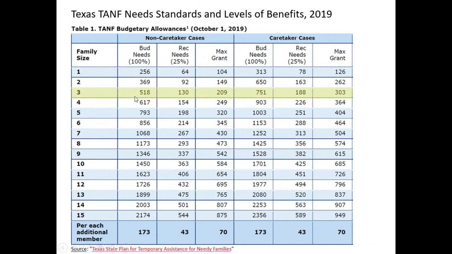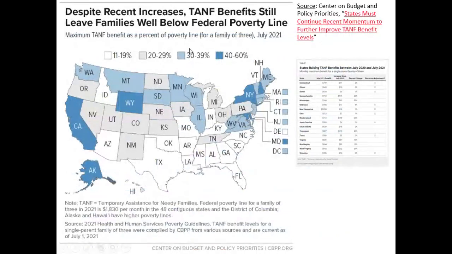This data from 2019, 3 years ago, shows the budgetary allowance for a family of three, again, a mother and 2 children. The State of Texas says, including caretaker expenses, that's the mother's expenses, that it takes $751, but is only going to provide $188 with a maximum benefit of $303 in state law. That's the cap in state law. Okay, so that's kind of interesting.